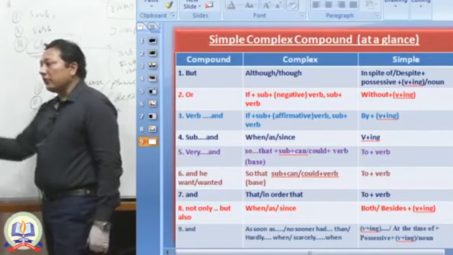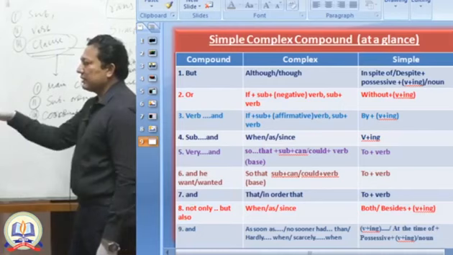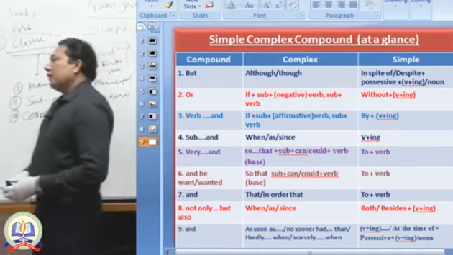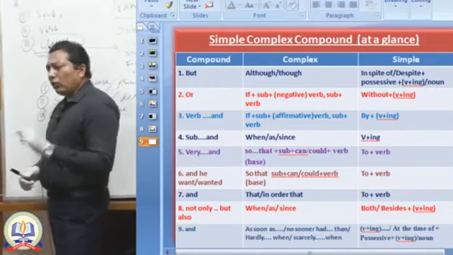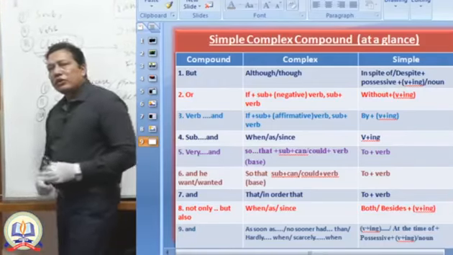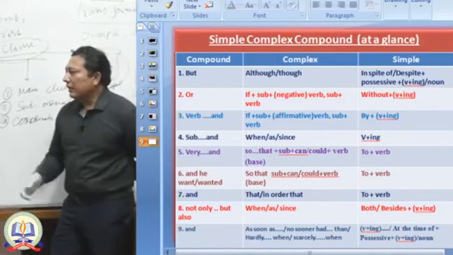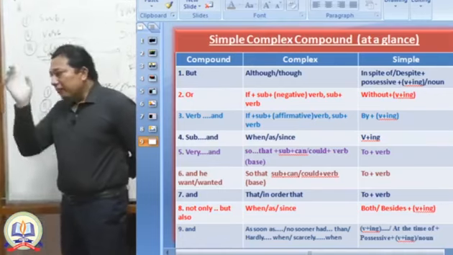These are the very fundamental rules you have to memorize, and this diagram is very easy to memorize. I will provide it next. And then "or": you can find out that "or" denotes negative meaning. So if you find any compound sentence using "or", you can make it complex by using if plus present plus future.